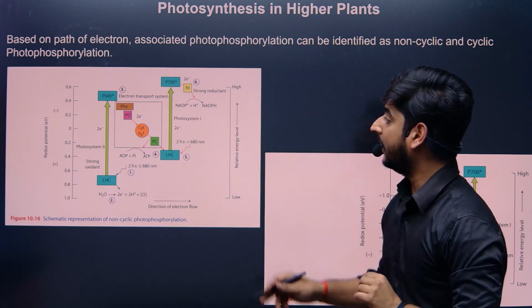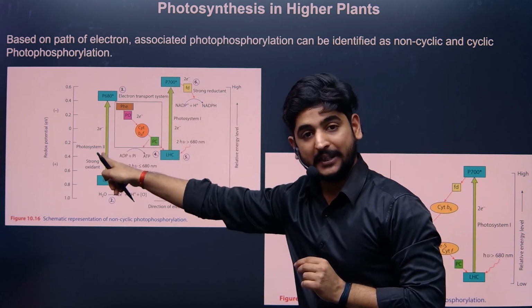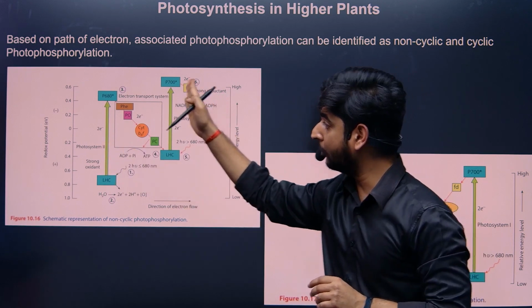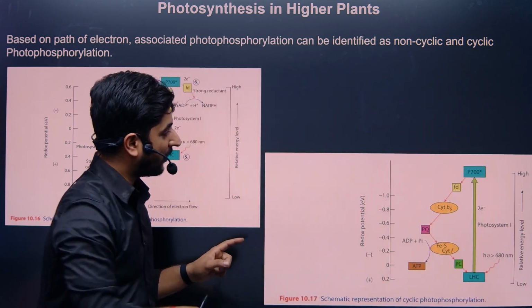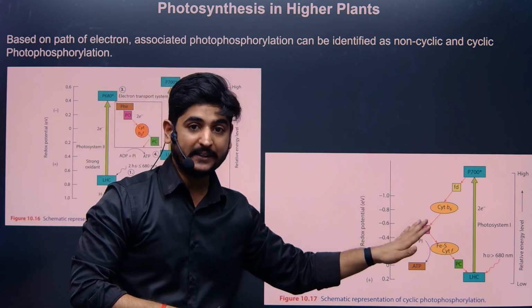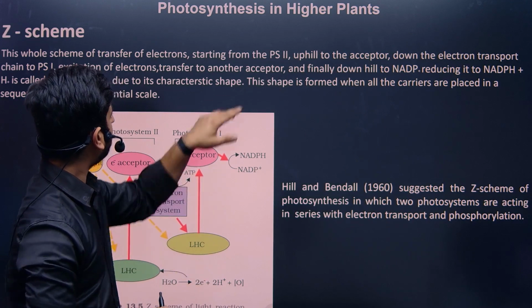So you can see that in non-cyclic photophosphorylation, both PS1 as well as PS2 are used. PS2 comes first, PS1 comes second. But in cyclic photophosphorylation, only PS1 is engaged, PS2 is not involved. So these are the differences.